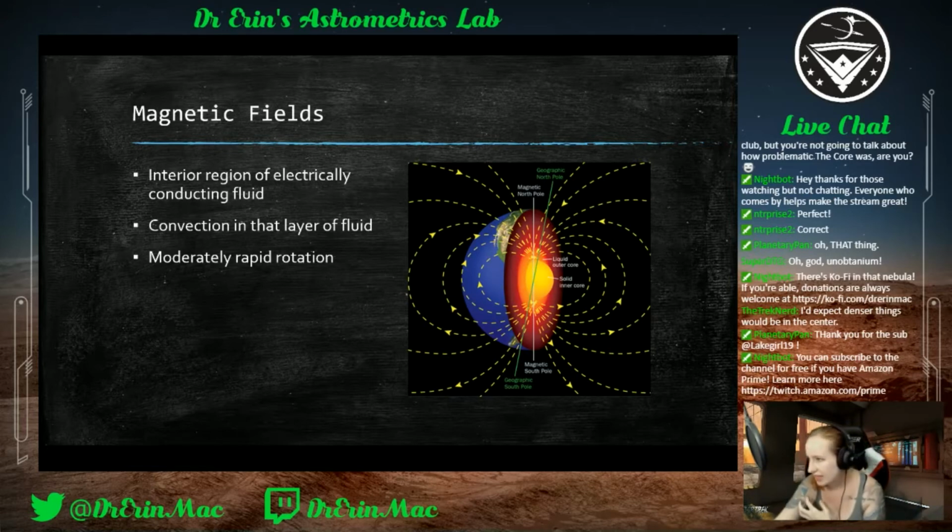But near that center part, particularly if we have this outer core that's liquid, that's going to be rotating, and the convection that's going on. So we have electrically conducting fluid. We essentially have metals here that are able to conduct electricity.